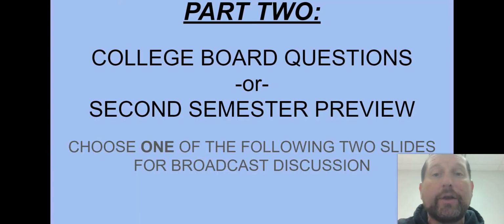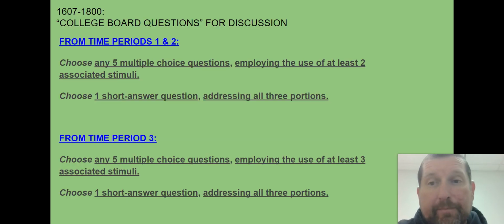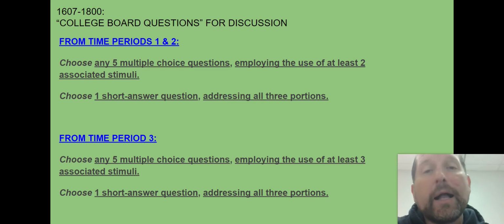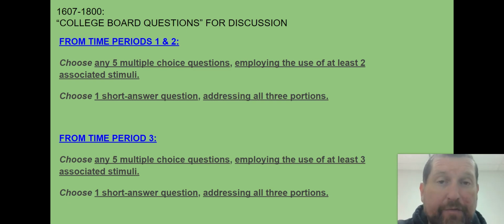Then you have to complete also part 2, where again, you're going to choose one of the following 2 slides for your broadcast. The first slide, as you see here, encompasses College Board type questions. Now, for this slide, you have to do both time periods 1 and 2 as well as time period 3. For each of those sections, I've hyperlinked the questions you have. You see the hyperlink here for 1 and 2, you see the hyperlink here for 3.